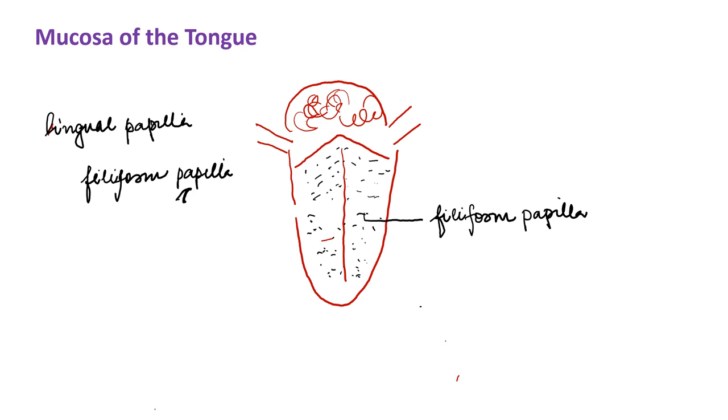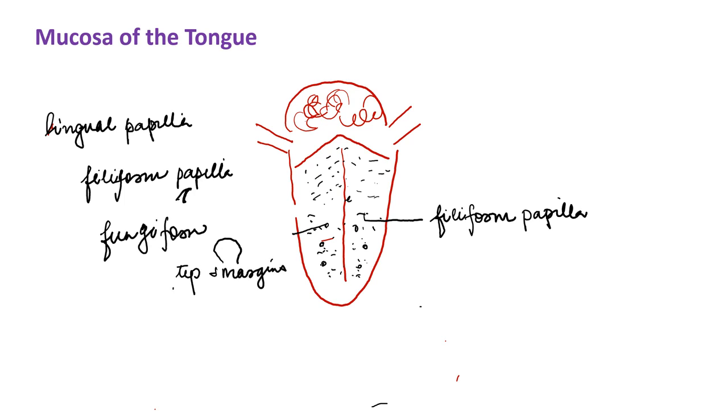Interspersed between them, especially in the anterior part, near the tip as well as on the sides, is the next set of papillae, which are known as the fungiform papillae, which are mushroom-shaped papillae. Now, these are present near the tip as well as the margins, and these have taste buds in them. These are mushroom-shaped papillae.